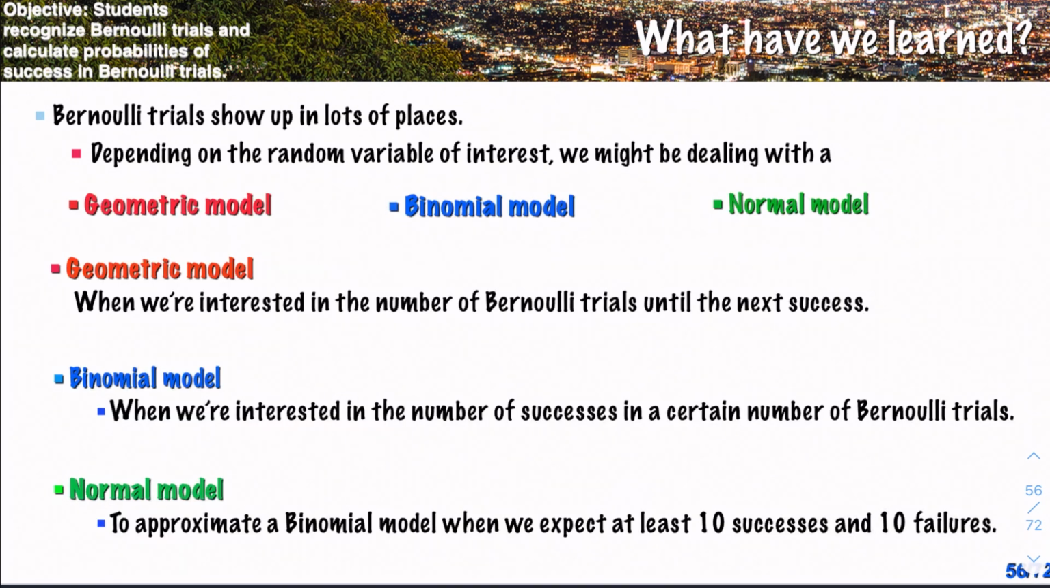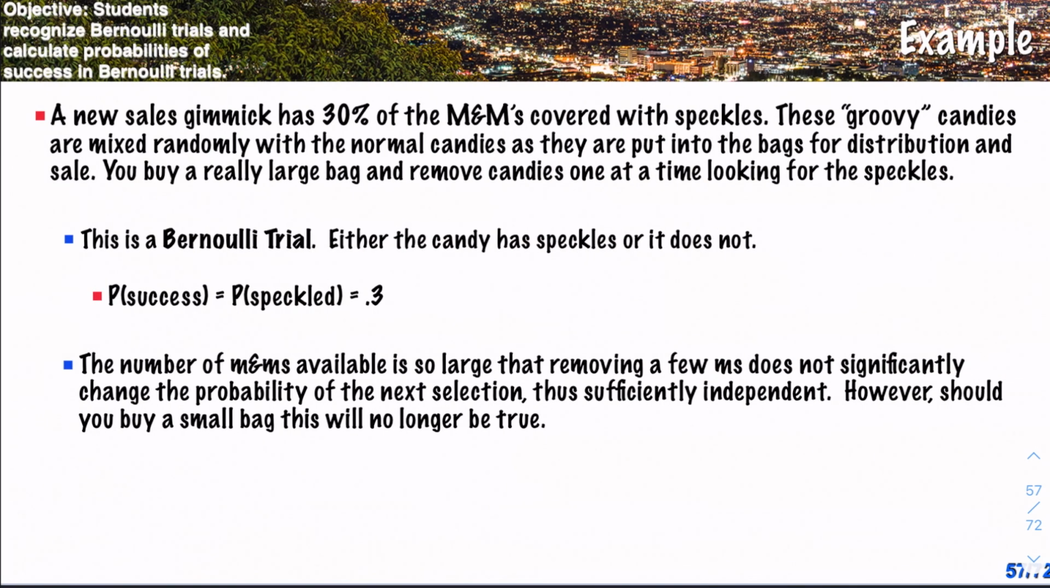So what have we learned? Bernoulli trials show up in lots of places. Depending on the random variable of interest, we might be dealing with a geometric model, up until how many successes, or a binomial. What's the probability we get this number of successes, or the normal model? So to keep it straight, geometric model, when we're interested in the number of Bernoulli trials until the next success. Binomial model is when we're interested in the number of successes in a certain number of Bernoulli trials. And then the normal model is to approximate a binomial when we expect at least 10 successes and 10 failures.